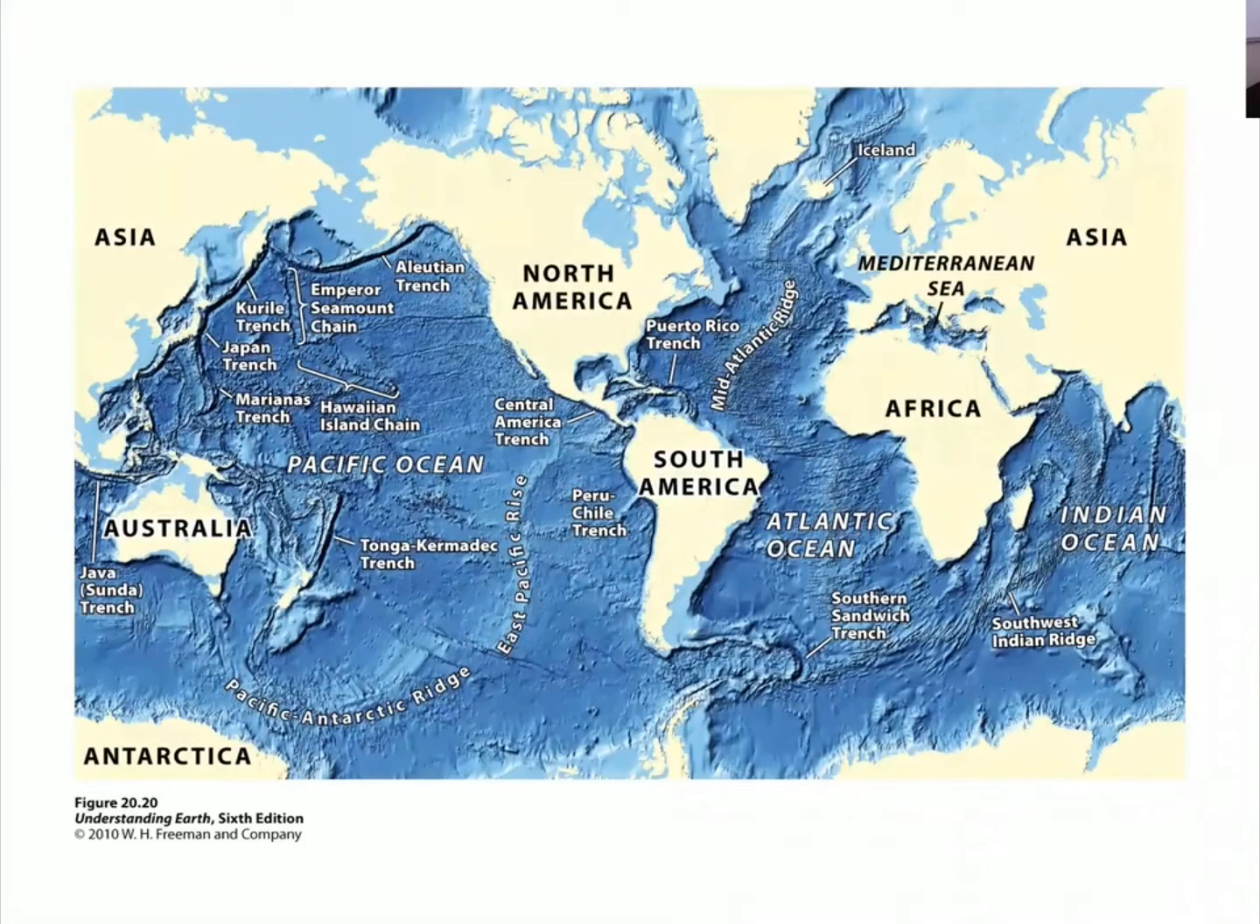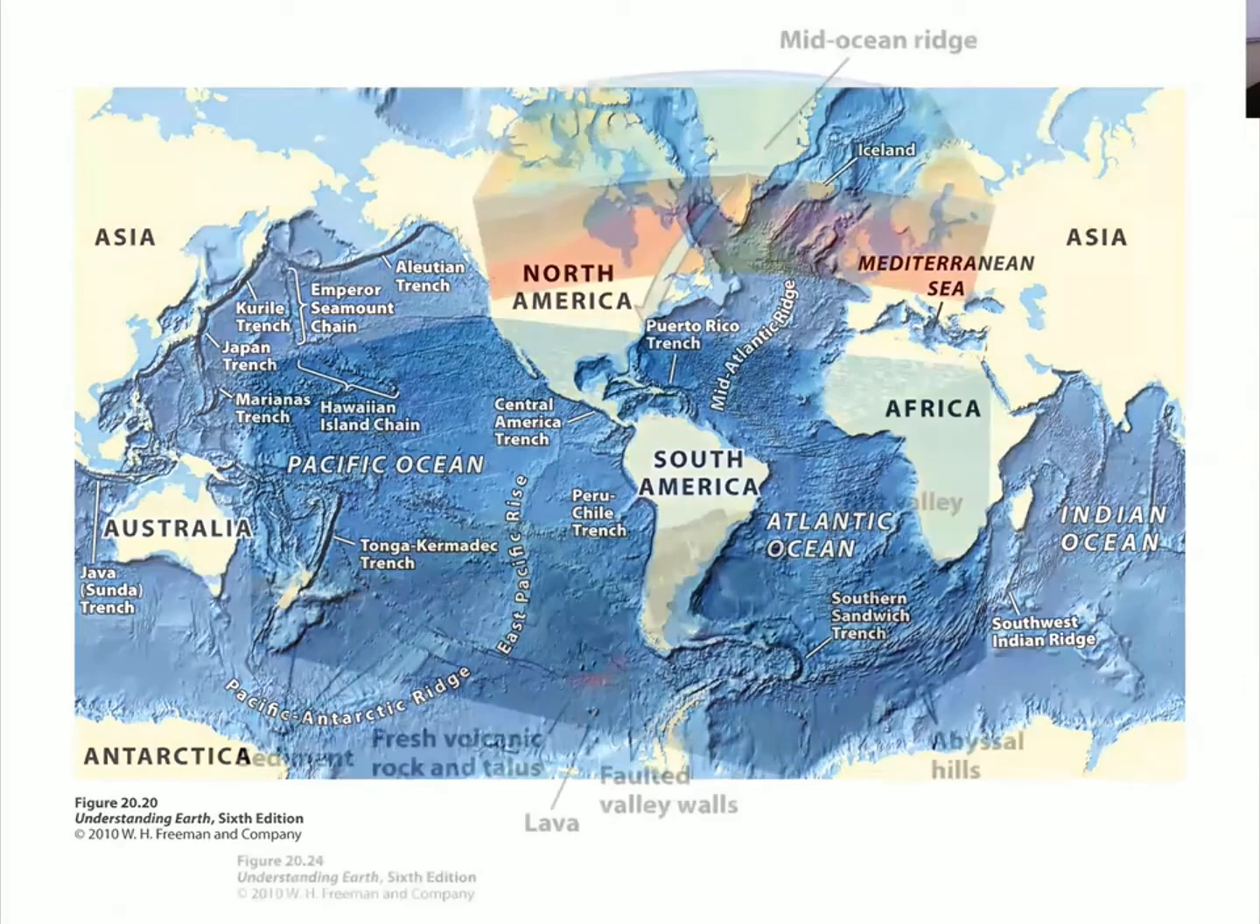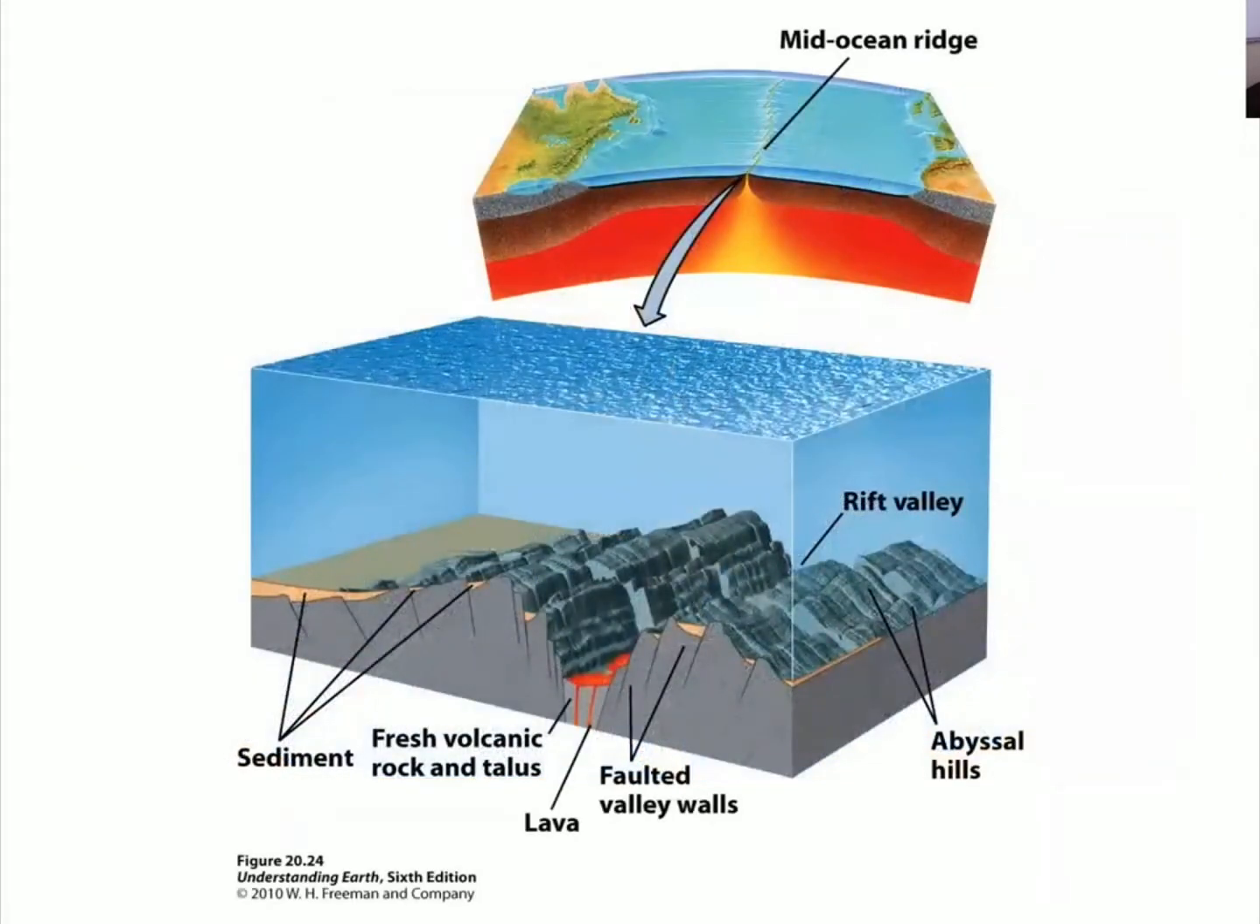Here we can see a few ridges, like the Pacific Antarctic Ridge, the Mid-Atlantic Ridge, and we can also see a few trenches, the Central American Trench, and I mentioned the Marianas Trench earlier, and the Southwest Indian Ridge. Here we have a cartoon picture of the Mid-Atlantic Ridge. Right here, it shows how new crust is formed after volcanic activity. The crust is formed from lava cooling by the water.